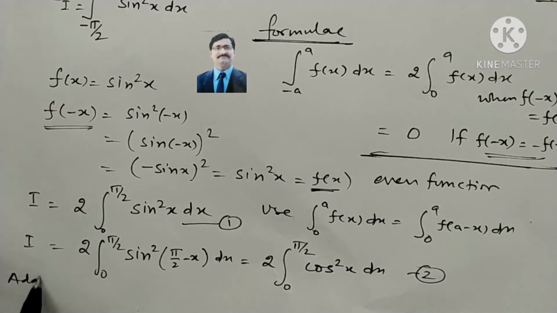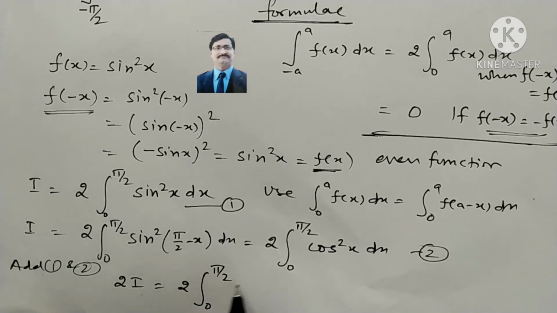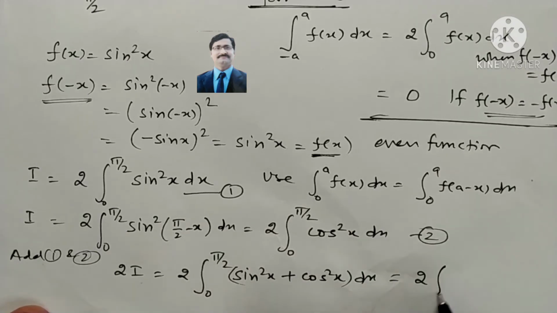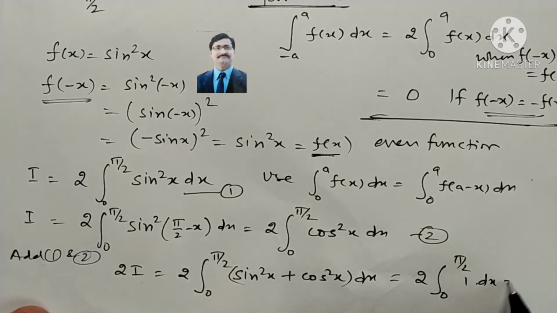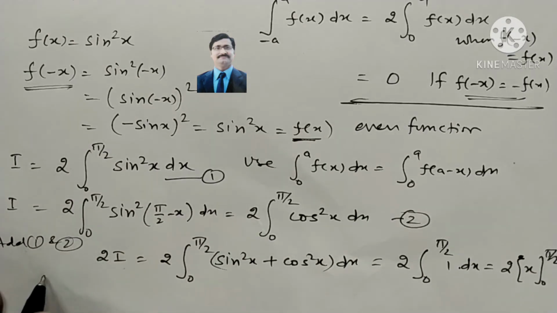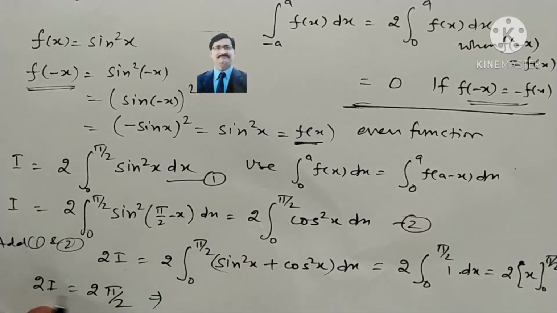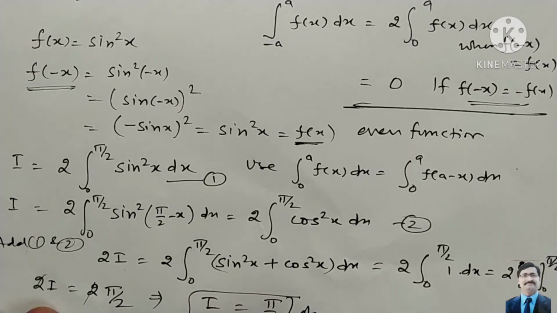So we will add 1 and 2, and we get 2I equal to, this 2 is common, the integral from 0 to π/2 of sin²x + cos²x dx, and this value is 1. So we can write the integral from 0 to π/2 of 1 dx, and the integral is x from 0 to π/2. So we put in the limits, and this is 2I equal to π/2. Okay, so this 2 cancels, and I equals π/2. This is our answer. All of you understand this?